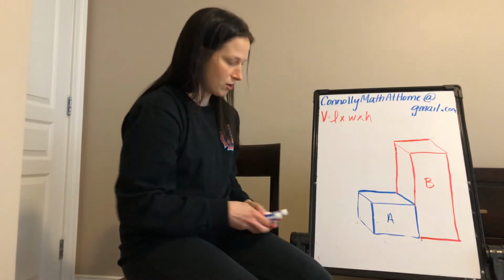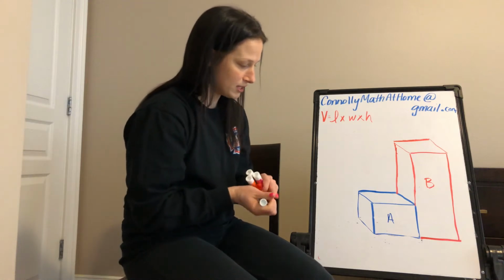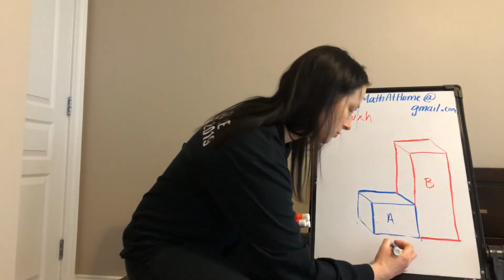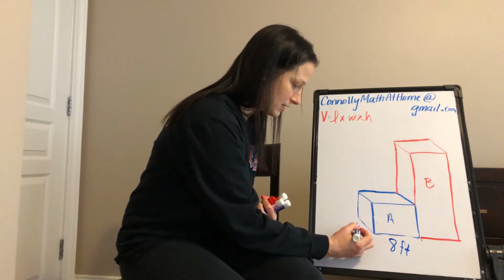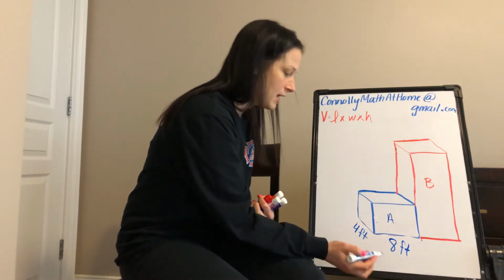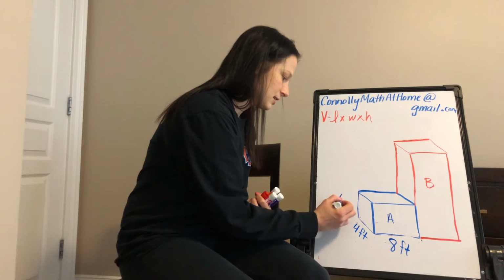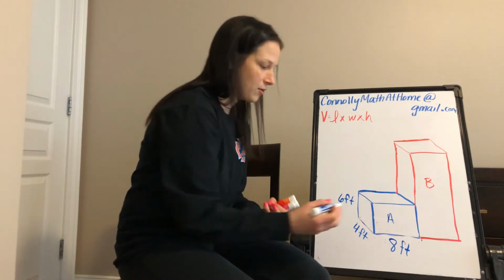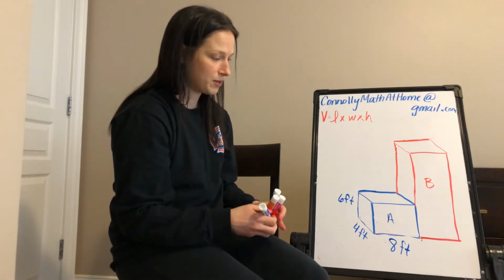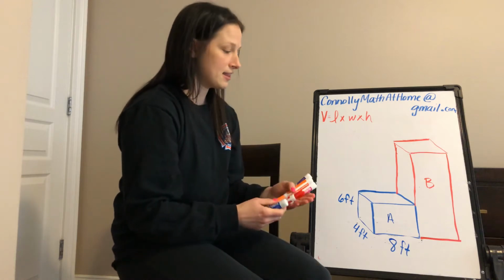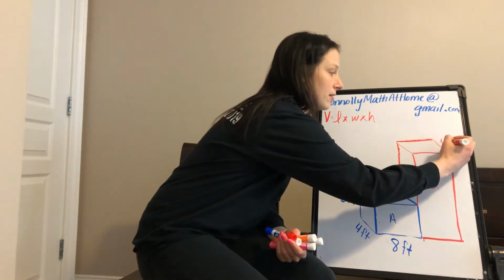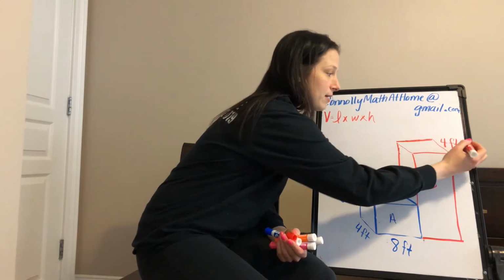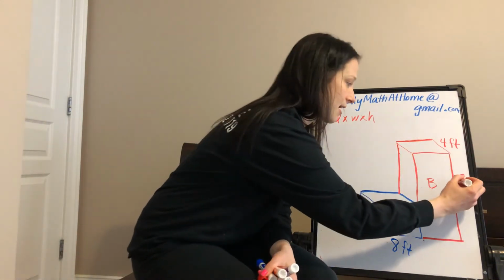All right, so for prism A, I'm going to give us a length, width, and height. Let's do 8. I'll do feet this time. I did inches last time. I want you to see that it's not always going to be labeled inches cubed. And we'll label this 6 feet. So we're going to be working with these numbers over here. And then we will be working with 4 feet, and we'll talk about why I'm choosing 4 for that. This is obviously taller.